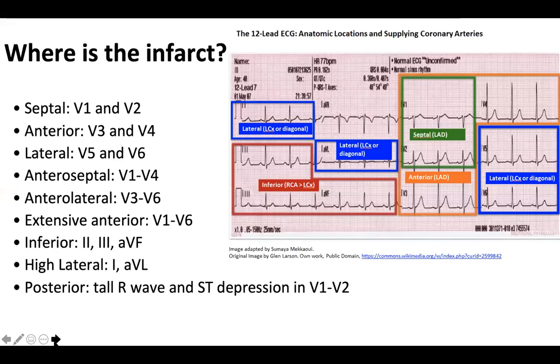And then all of you guys need to somehow memorize this, just the territories of where infarcts can happen, and the corresponding arterial zones, basically.